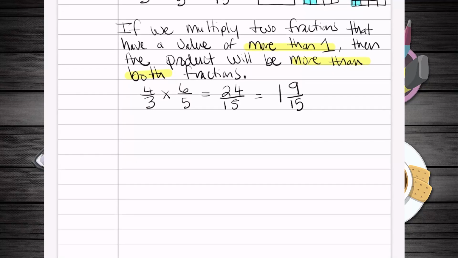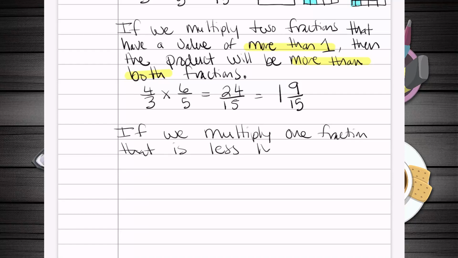All right, our last section is really interesting. If we multiply two fractions with one having a value less than 1 and one having a value more than 1, then the product is going to be in between the two numbers. So if we put them on a number line, it would be in between the two factors that we multiply together.